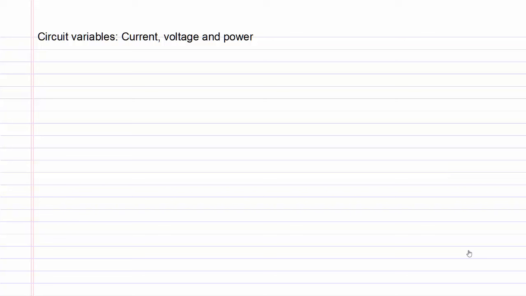In this video, we will define the basic circuit variables such as current, voltage, and power that are used in circuit analysis. We begin with the definition of current, which is defined as the rate of change of charge. If we denote current with the variable I of t, then this is equal to the differential of Q of t. The current I of t is flowing through an element.